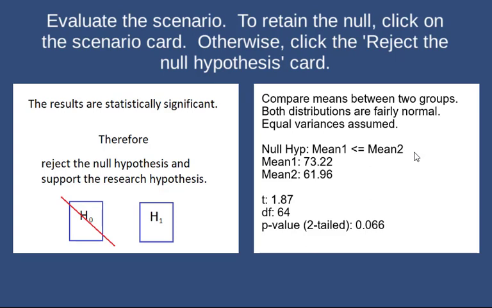Okay, here the null hypothesis says that the mean for group 1 should be less than or equal to the mean for group 2. The evidence is the exact opposite though. The mean for group 1 is larger, it's a 73.22 compared to the mean for group 2, a 61.96. So we'll go down and look at the t-test statistic, and it is a 1.87, that's looking good there, degrees of freedom 64, and the p-value for a two-tail test is 0.066.